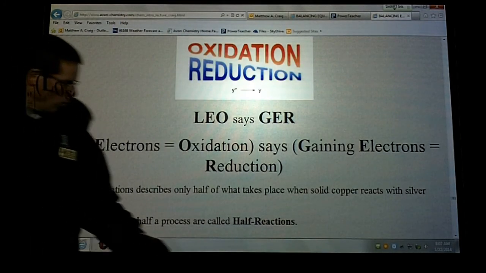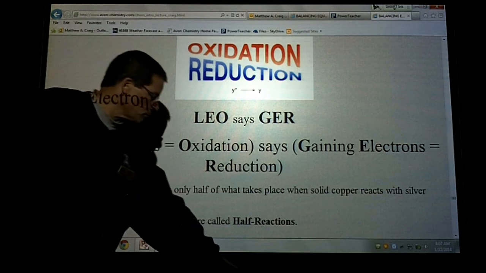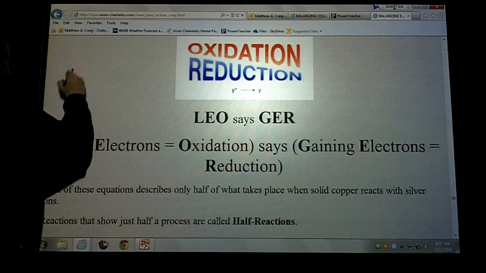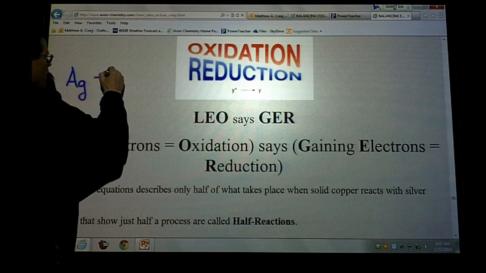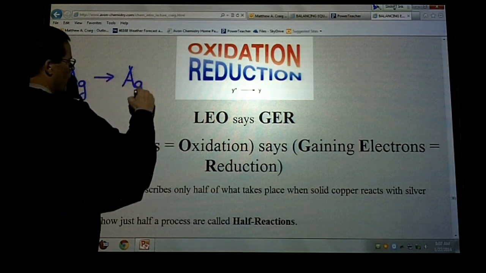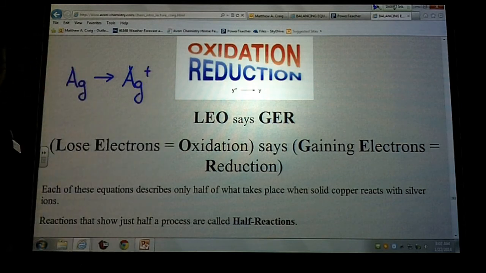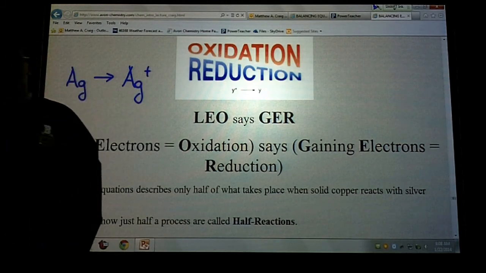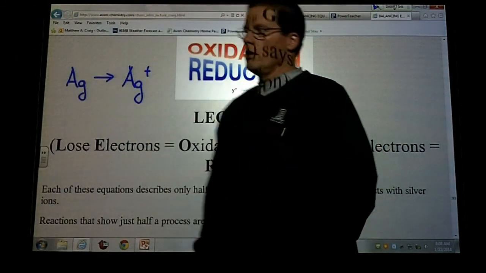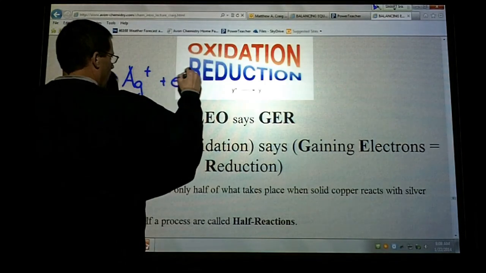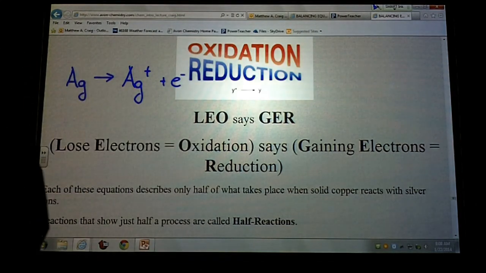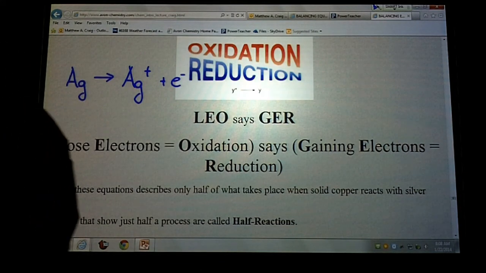If I start off with, say, a metal, for example, silver, that has no charge. It's solid silver. And then that silver gets a +1 charge. What has happened to cause that to become more positive? Has it gained an electron, lost an electron? Lost an electron. So we would put it on this side of the equation. Now, that's what's called a half reaction.